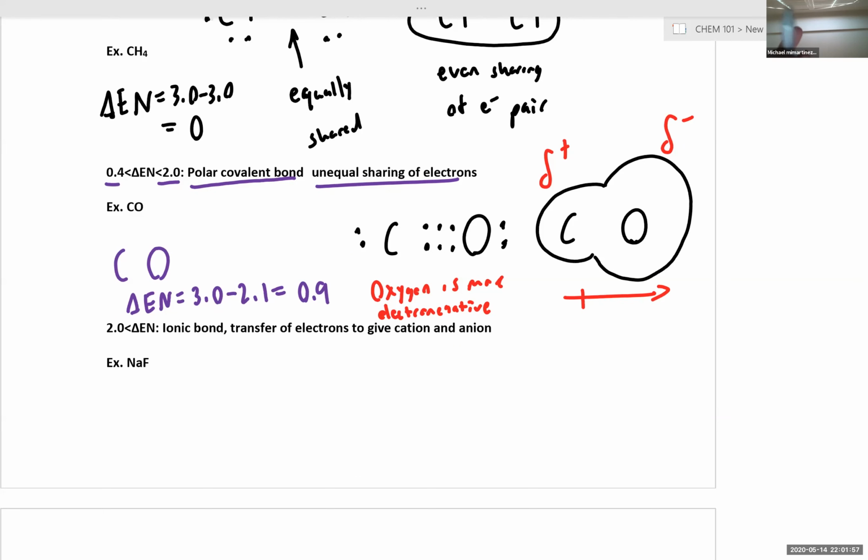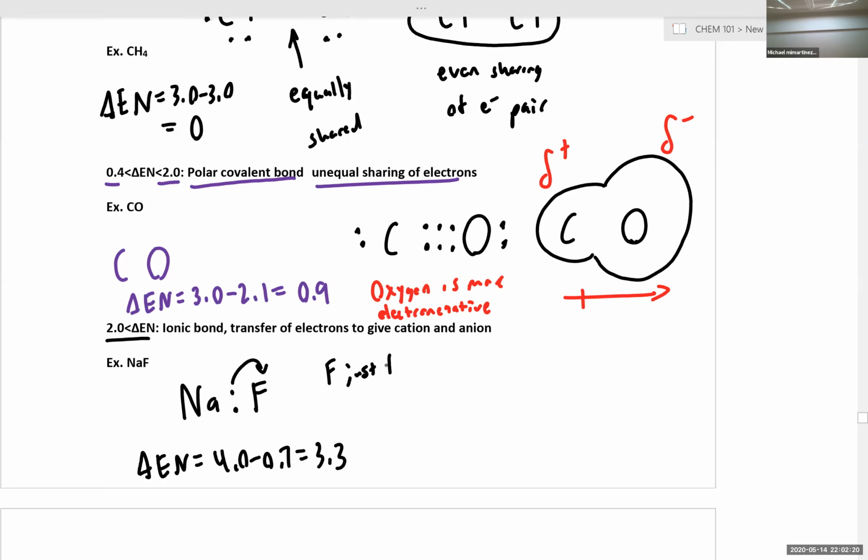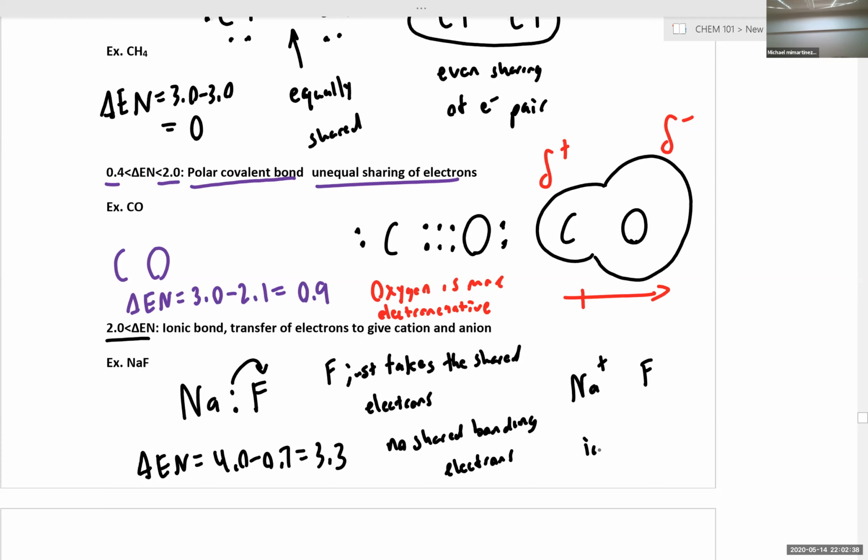Now, if you push the difference in electronegativity far enough, eventually it's no longer even a matter of sharing. For example, with sodium and fluorine, the difference in electronegativity is about 4.0 minus 0.7, about 3.3. So at that point, fluorine just takes the shared electrons, and there are no shared bonding electrons. Instead, we have ions. Ionization occurs, and instead of having a covalent bond, which is shared electrons between atoms, we have an ionic bond.